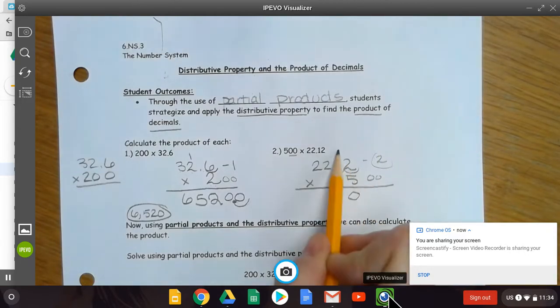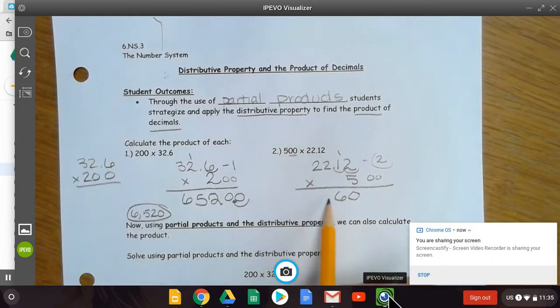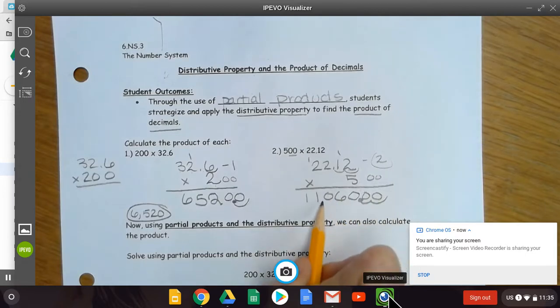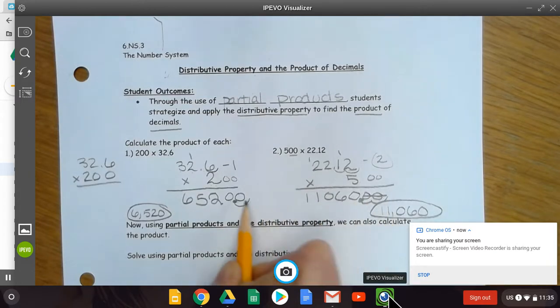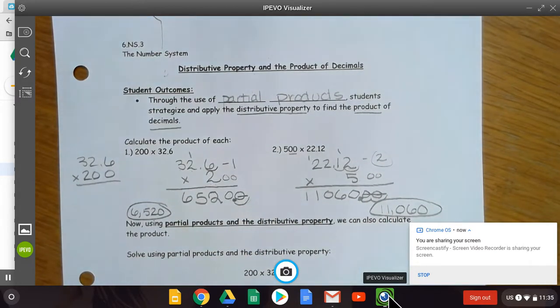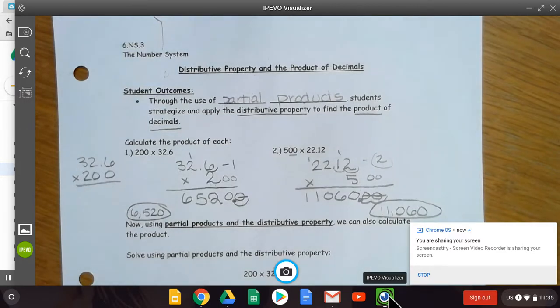Now, I'm going to multiply. 5 times 2 is 10. 6 times 2 is 12, and that will be 12 plus 1... I'm going to drop my 2 zeros, and then I'm going to move my decimal 2 places over. So my answer is going to be 11,060 because I moved the decimal 2 places over, so I no longer need these zeros. Okay, so that's how you would do that, just with multiples of zeros at the end. But it doesn't always work out that way.